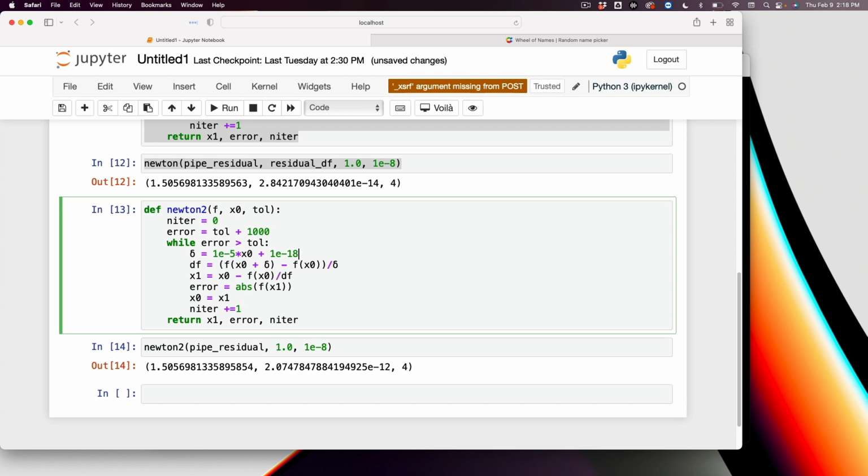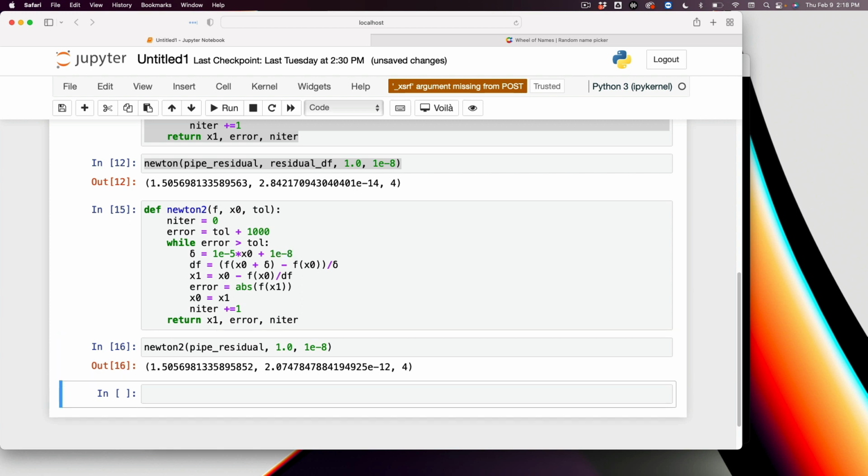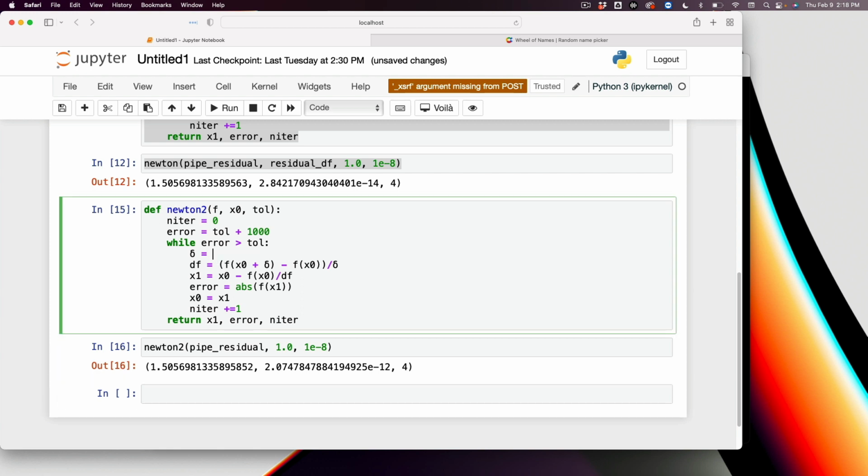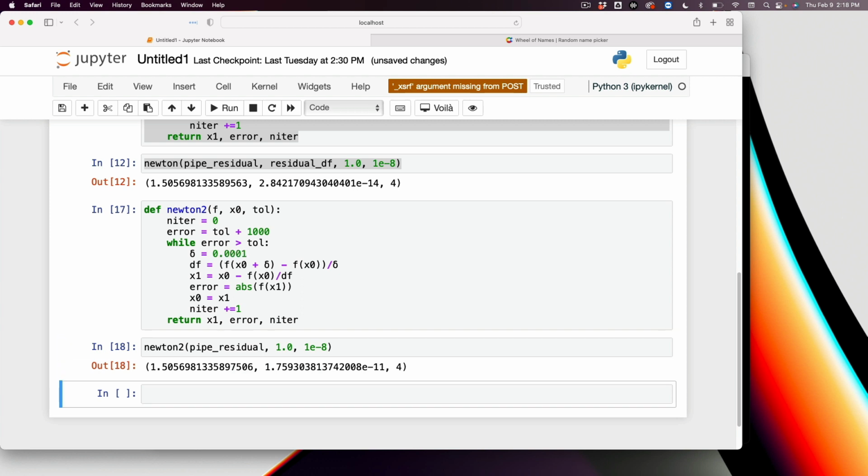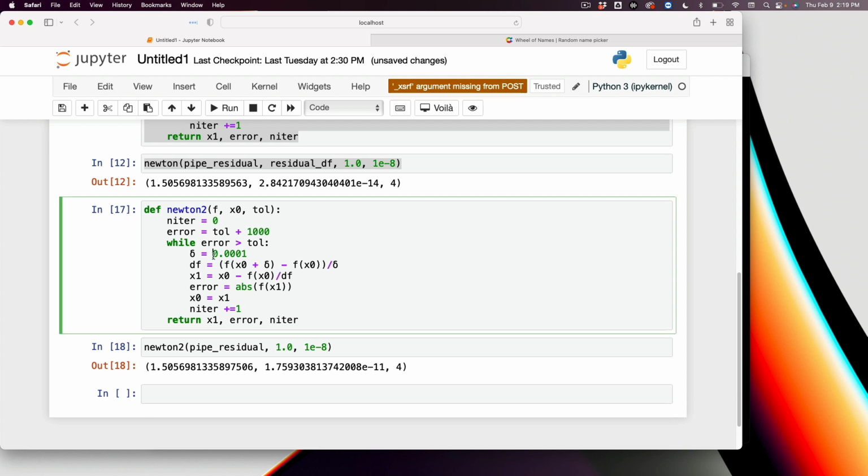You put 10 to the minus 8. It really doesn't matter. Try it with any value. Okay, so I can try it with 0.001, okay? Just works. Yeah, to make sure delta is not 0, if I'm scaling it with x0, I make sure that, so 1e to the minus 4 or minus 5 times x0 plus 1e to the minus 8, okay?